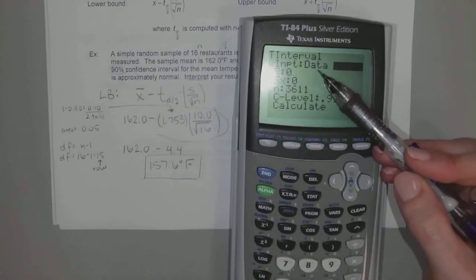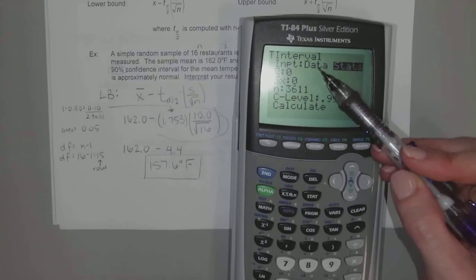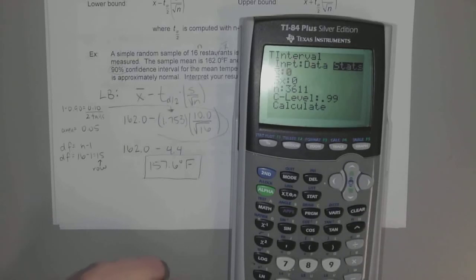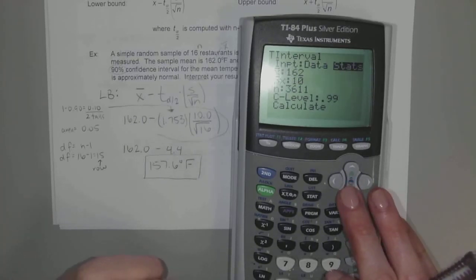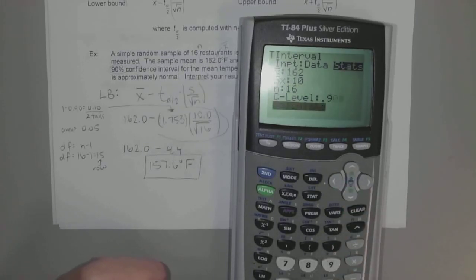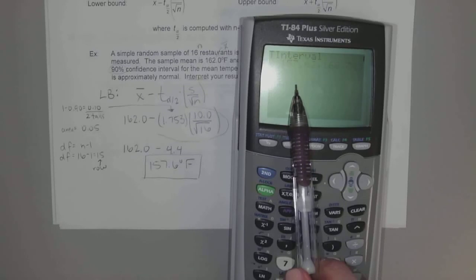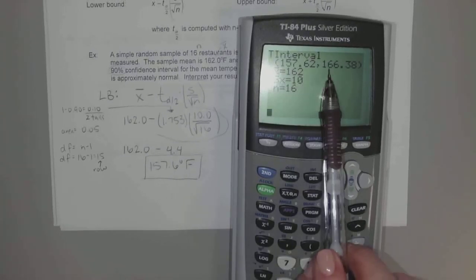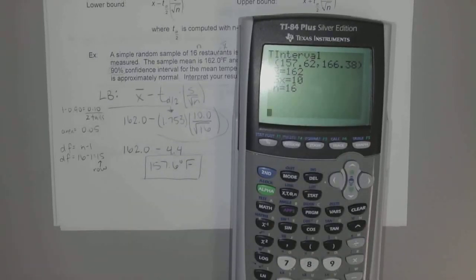You hit enter. Okay, data means you have raw data that's in a list, but we don't. We have statistics. So what was our average? 162. What was our standard deviation? 10. How many restaurants did we ask? 16. What was our confidence level? 90. And you hit calculate, rounded to 1 decimal: 157.6 to 166.4.